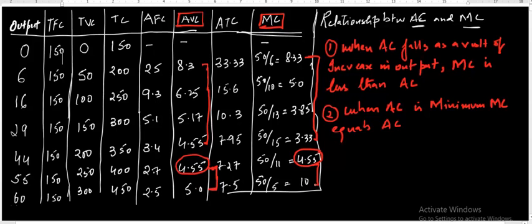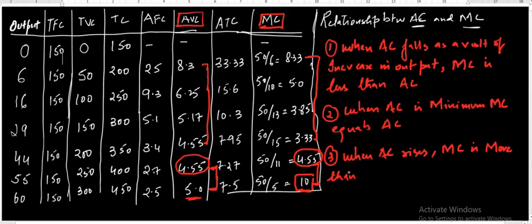And then the third one over here, when the average cost is rising, it rises from 4.55 to 5, so marginal cost is more than the average cost. You can see it is 10, but it's only 5 over here. So we can say that when average cost rises, marginal cost is more than the average cost. So third one, when average cost rises, marginal cost is more than average cost. So these are the three meaningful relationships between the average cost and the marginal cost.